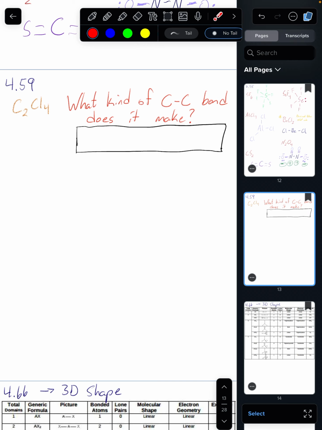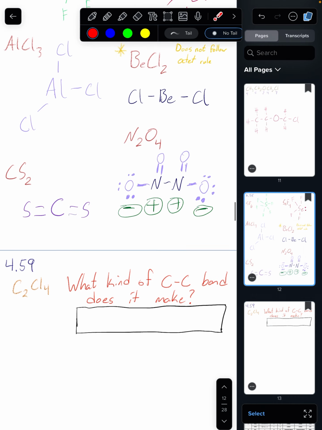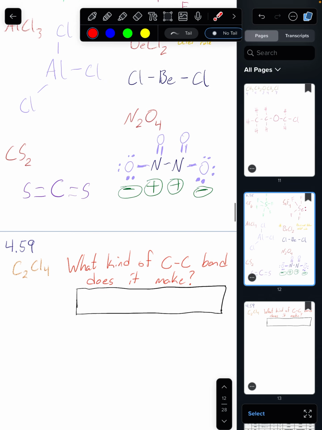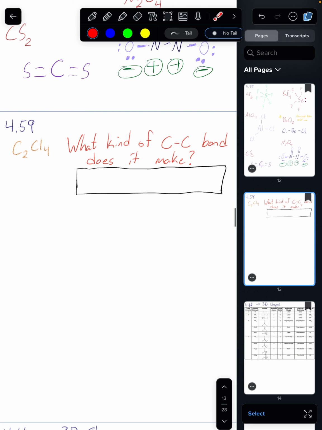So moving on, 4.59. We know carbon exits 4. And then what we learned up here with the chlorine, it exits 1, 2, 3, 4, 5, 6, 7. And that makes it the most happy. Okay? So we know our carbon is connected to another carbon because it's 2 before it's connected to the chlorines.